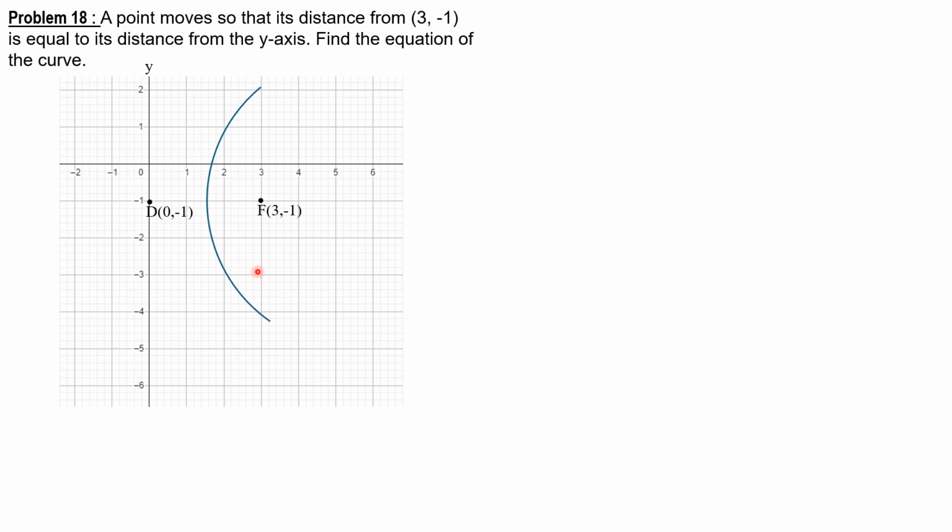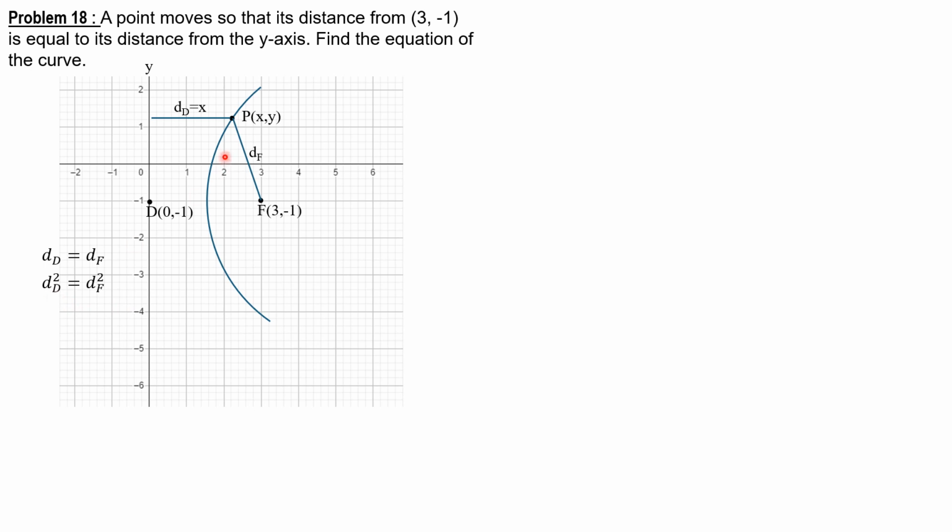The expected equation therefore is y minus k quantity square equals 4p quantity x minus h. So we have here the point x comma y. Its distance from the y-axis is just x. Distance d is x. Distance from focus is distance f. So distance d equals distance f. D sub d square equals d sub f square.